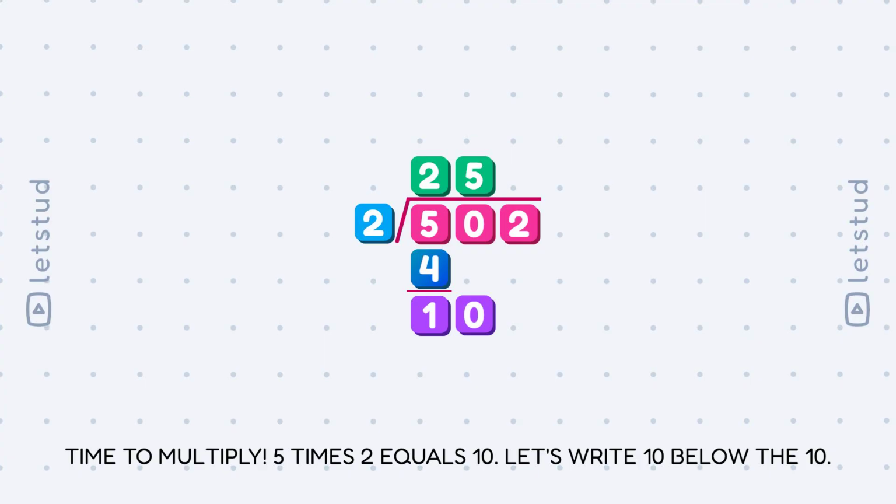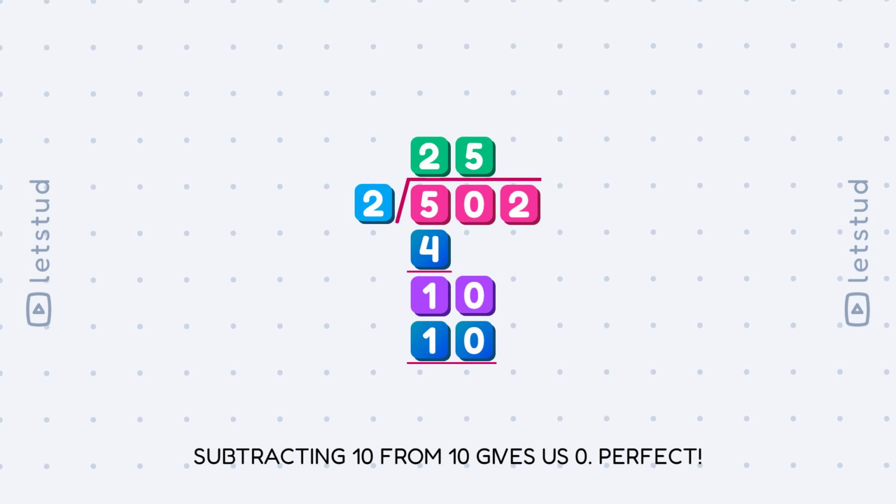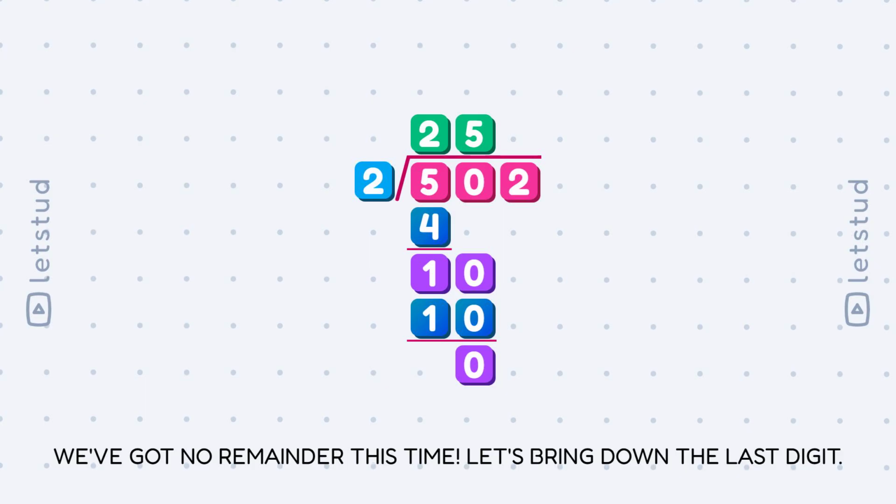Time to multiply. 5 times 2 equals 10. Let's write 10 below the 10. Subtracting 10 from 10 gives us 0. Perfect. You're on a roll. Keep up the fantastic work. We've got no remainder this time.